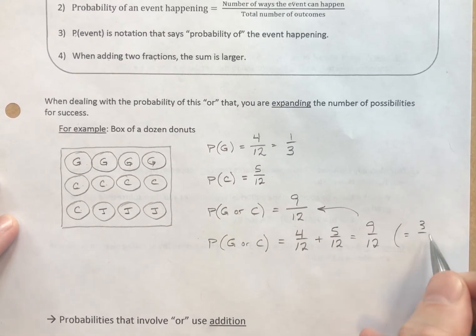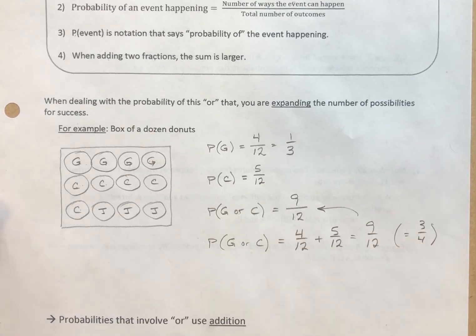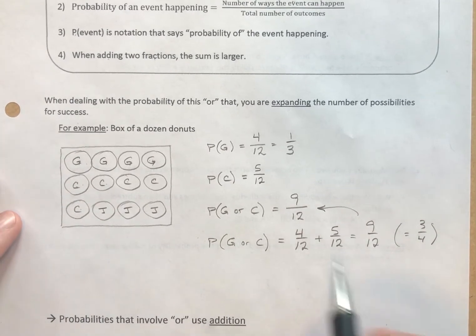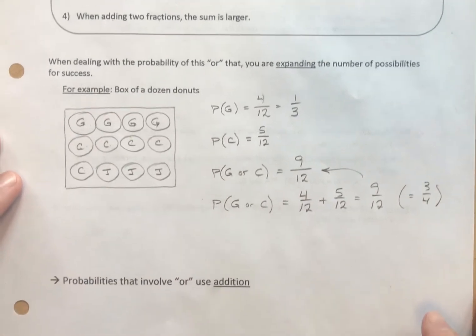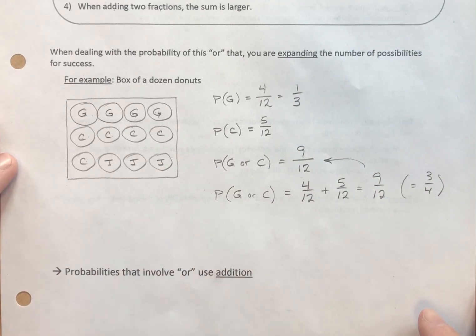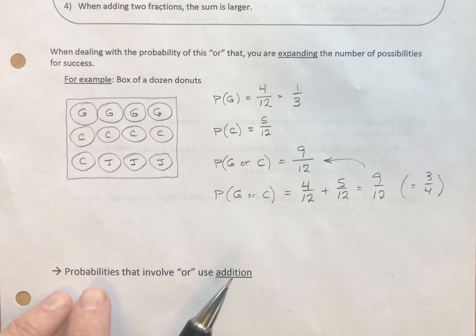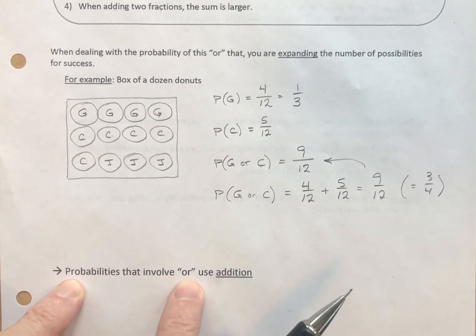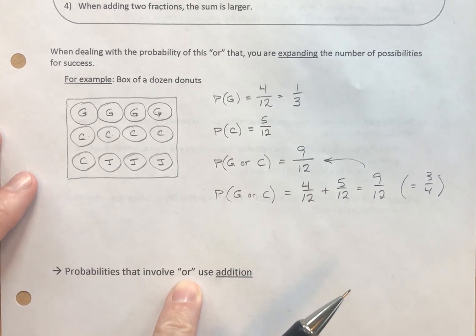And of course, that can be simplified to 3 out of 4. Okay, so the upshot of OR probabilities: when you're dealing with probabilities that involve OR, you're expanding the possibilities. Okay, as we did here.